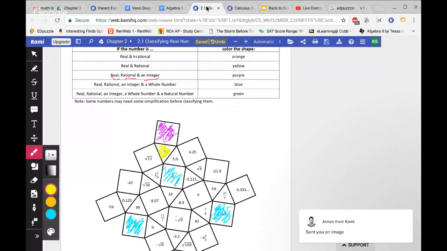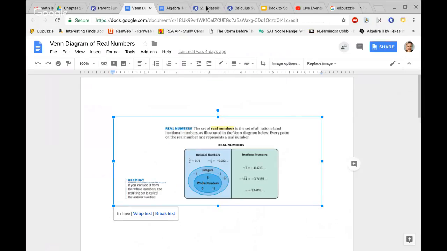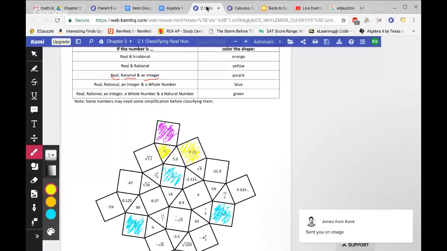4.25. That is a real and rational number because it is a terminating decimal. Like 4.25 terminates, it ends after 0.25. So a terminating or repeating decimal is what a rational number is. So it's rational, and everything graduates out from that.